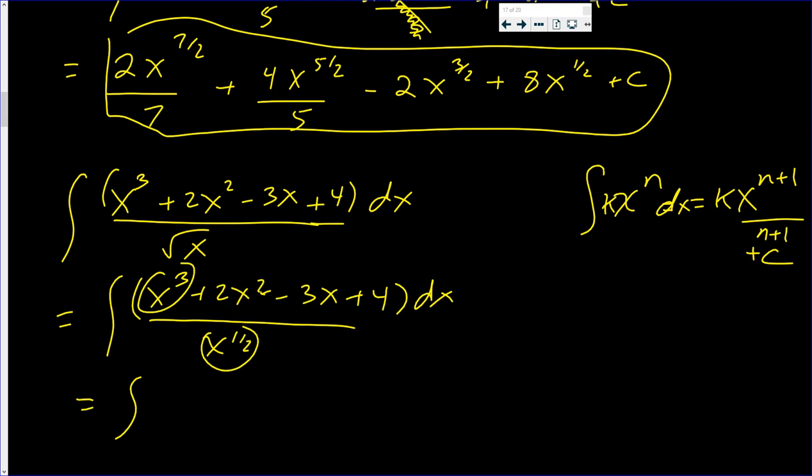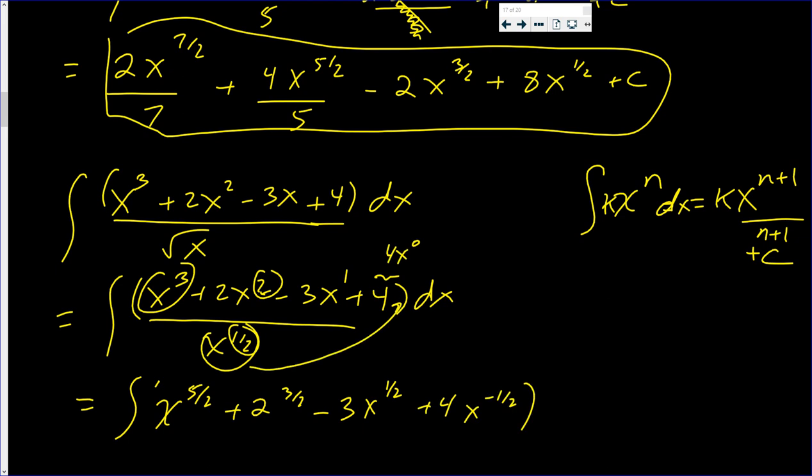3 is 6 halves, minus 1 half is 5 halves, plus 2. 2 is 4 over 2, minus 1 over 2 is 3 over 2, minus. The power is understood to be 1. There's the 3. 1 minus a half is a half. Here, you can think of this as 4x to the 0. And then when you subtract the powers, 0 minus a half is negative a half. Or you can bring this up as x to the negative a half. No matter how you do it, this is what we want to integrate.